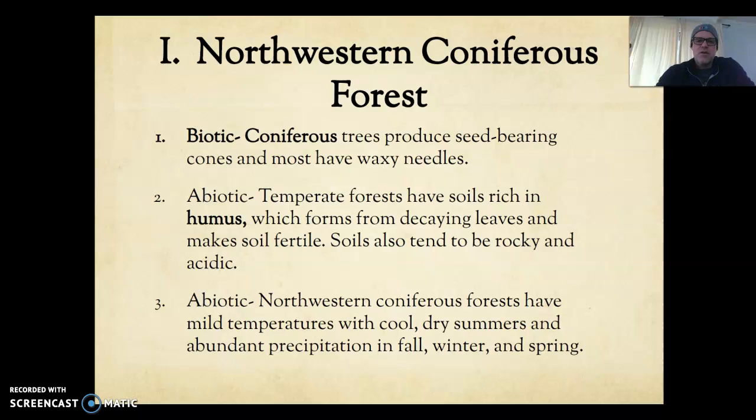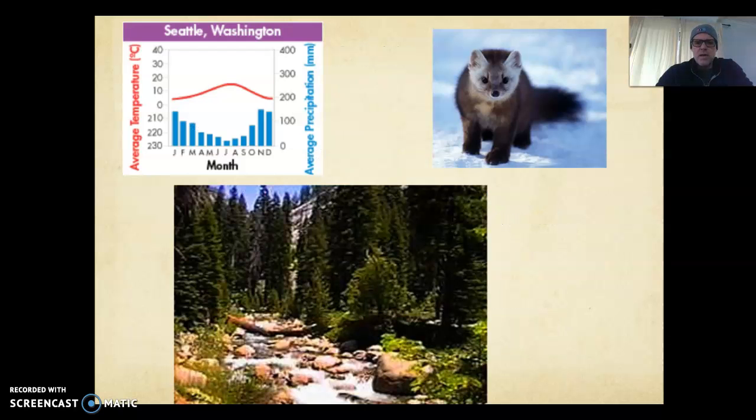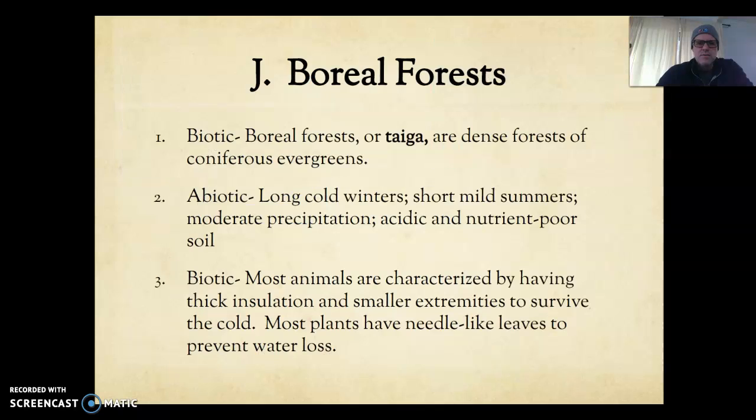Northwestern coniferous forest, the conifers, those trees that keep their needles year round, those pine trees. Again, you can see that there. Boom, and look, Seattle, Washington. Beautiful. Look at that climatograph there. Very moderate. Okay.